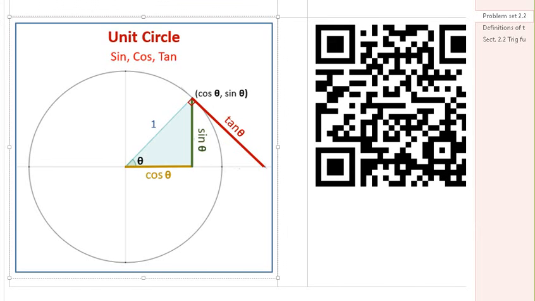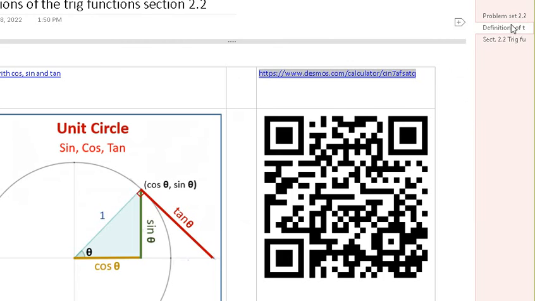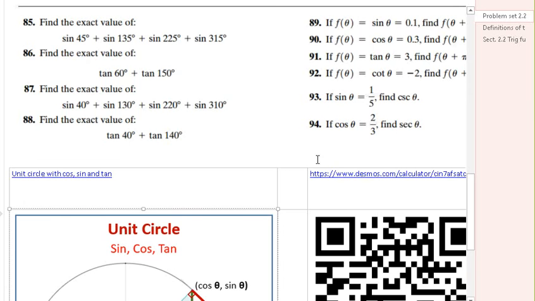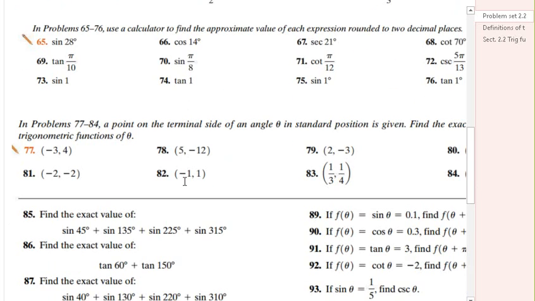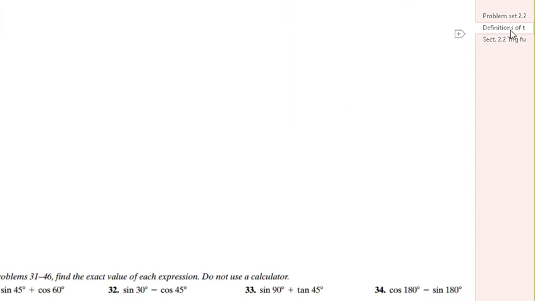What if you're not on the unit circle? Problem set. Some of these points aren't actually on the unit circle. Well, there's a way around that you can use.